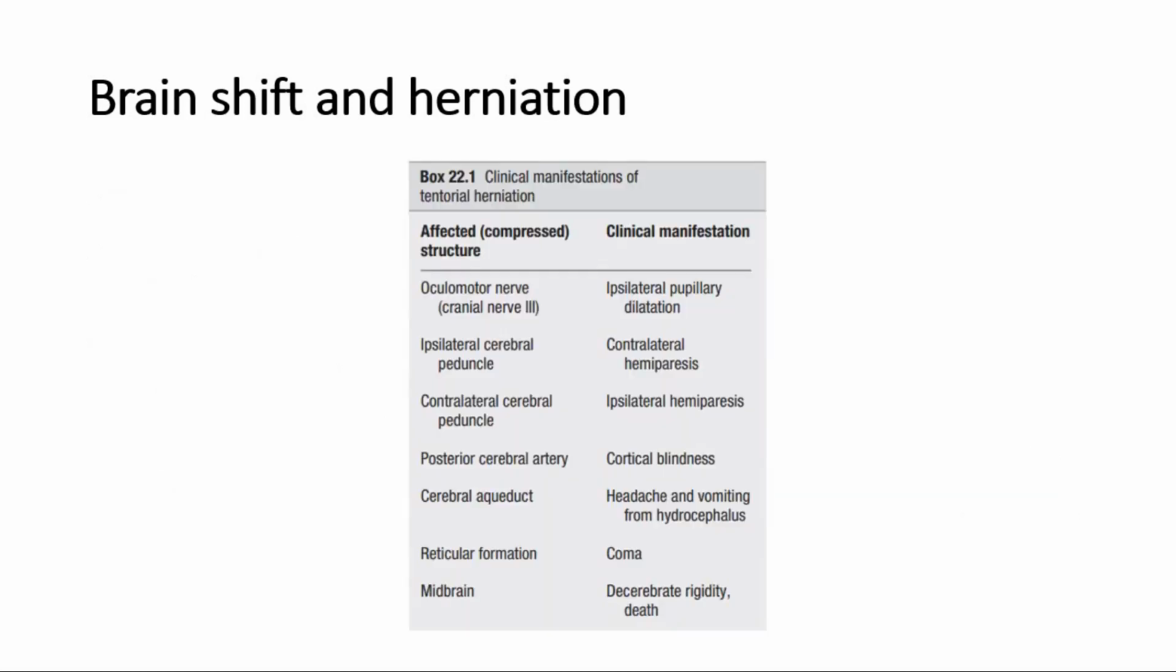This is a table showing the affected or compressed structure in the brain, and its respective clinical manifestation. When oculomotor nerve is compressed, there is ipsilateral pupillary dilatation. When ipsilateral cerebral peduncle is compressed, there is contralateral hemiparesis. If posterior cerebral artery is compressed, there is cortical blindness.